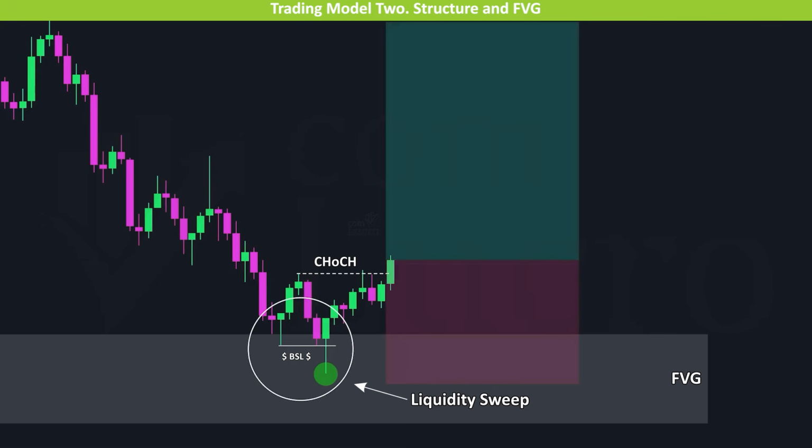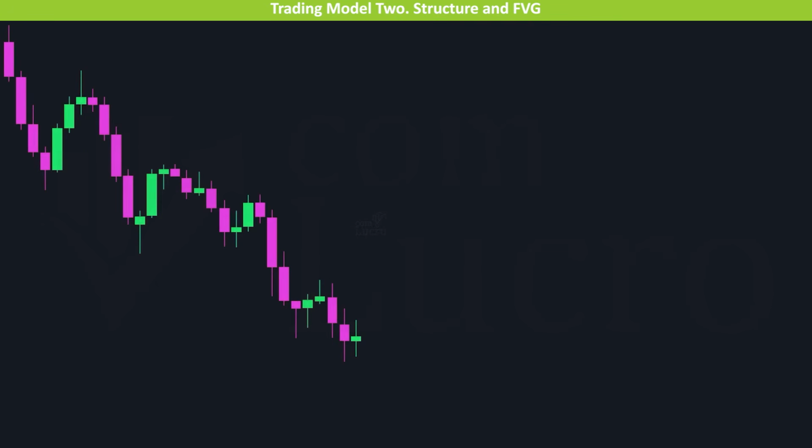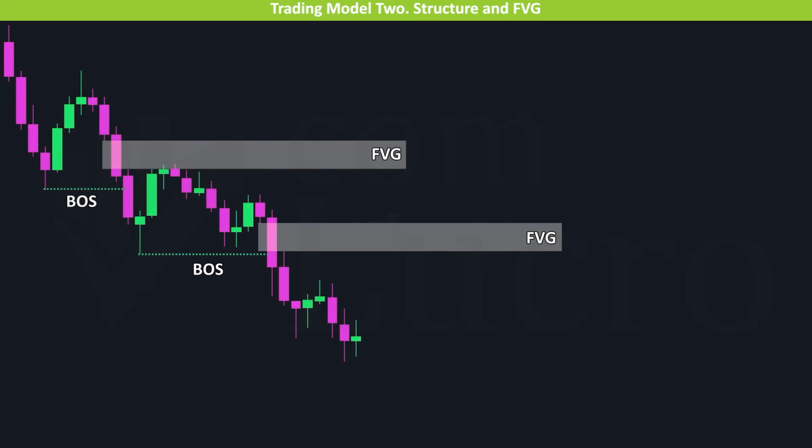The stop loss is placed below the low created by the liquidity grab, while the target is set at the next significant level on the higher time frame. The same logic applies in a bearish scenario. Begin on the higher time frame by identifying the overall trend. In this case, price is forming lower lows and lower highs, which confirms a downtrend, meaning only sell opportunities are considered. From there, fair value gaps are marked as potential supply zones.